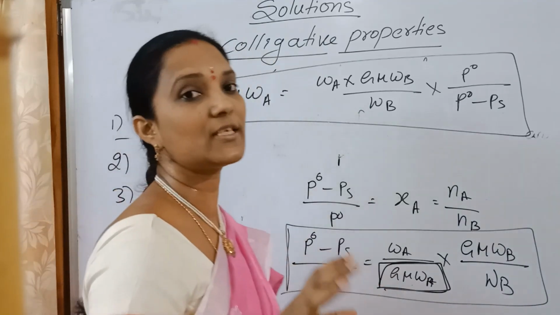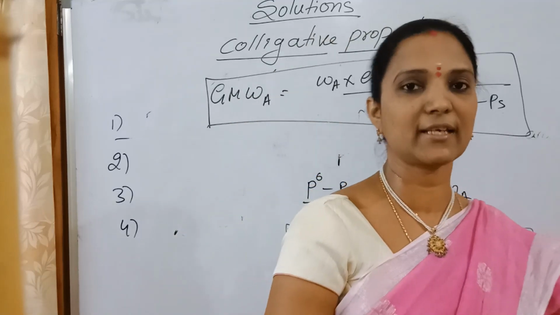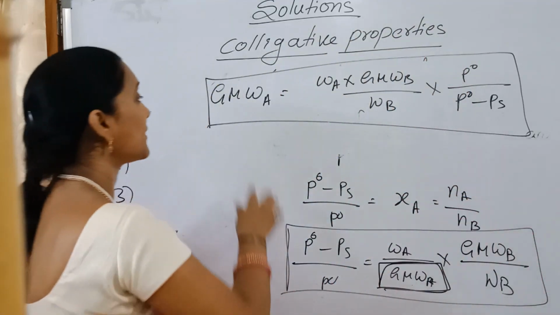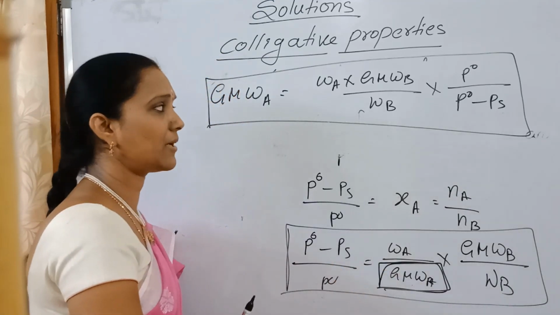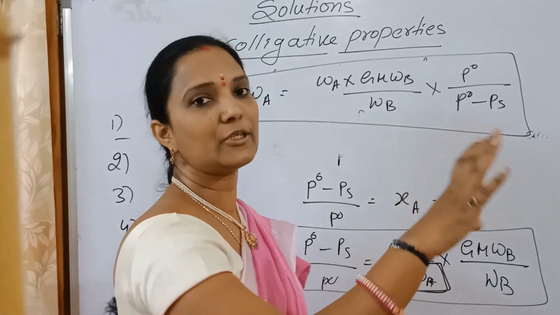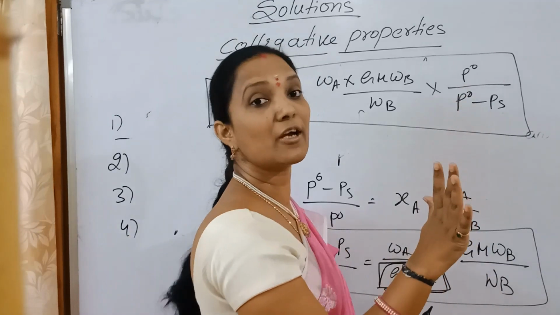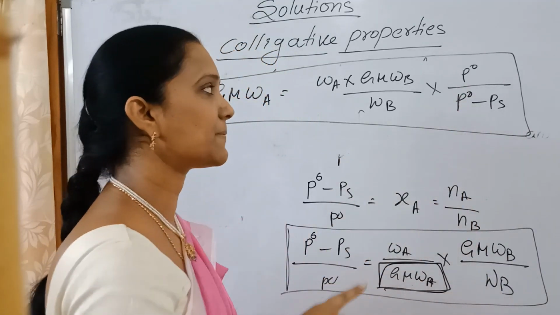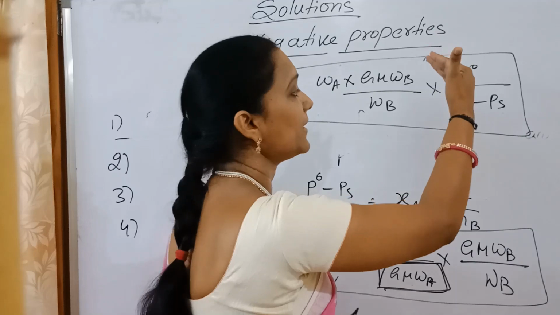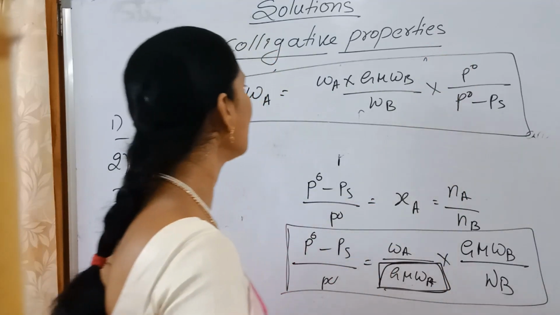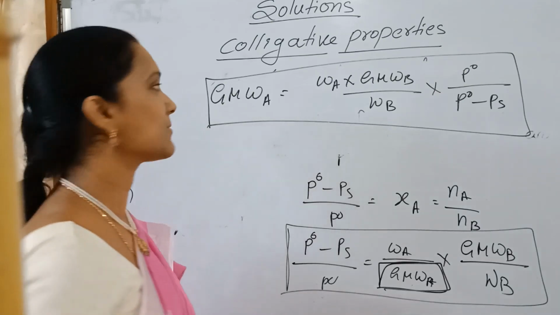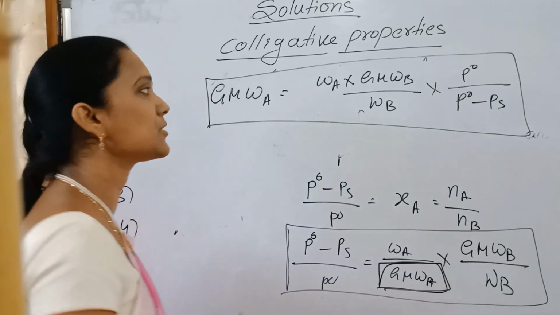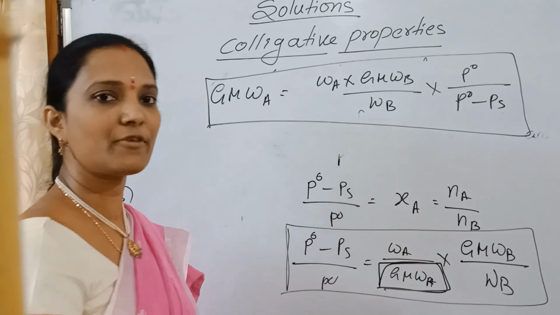From that we are getting this formula. Here if the solute is unknown, its molecular mass we can calculate. How to calculate that molecular mass? Gram molecular mass is equal to WA into GMWB by WB into relative lowering of vapor pressure, that is 1 by relative lowering of vapor pressure, because it is P naught minus PS by P naught, not P naught by P naught minus PS. Okay, this is the calculation of gram molecular mass using relative lowering of vapor pressure.